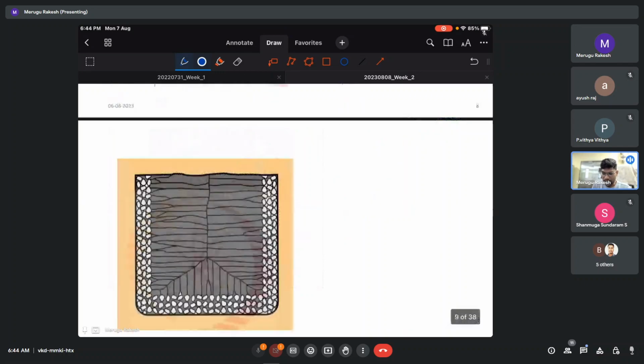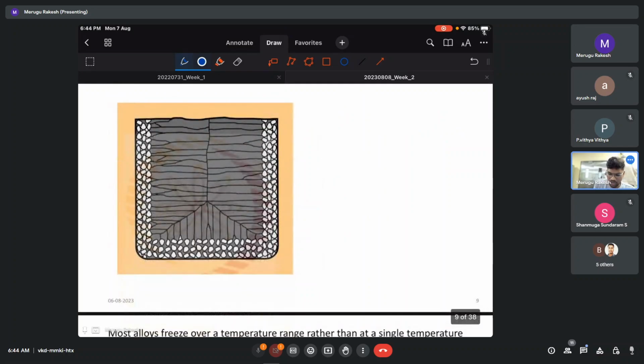But if you see the microstructure, this is how it looks when you pour a hot metal into the mold. This is the sand mold, and this is the surface.